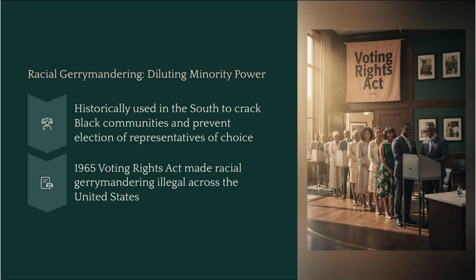This changed with the 1965 Voting Rights Act. This landmark law made racial gerrymandering illegal across the United States. It gave the federal government the power to review maps and ensure minority votes weren't being diluted. It was a major victory, but it created a new complex puzzle for mapmakers.